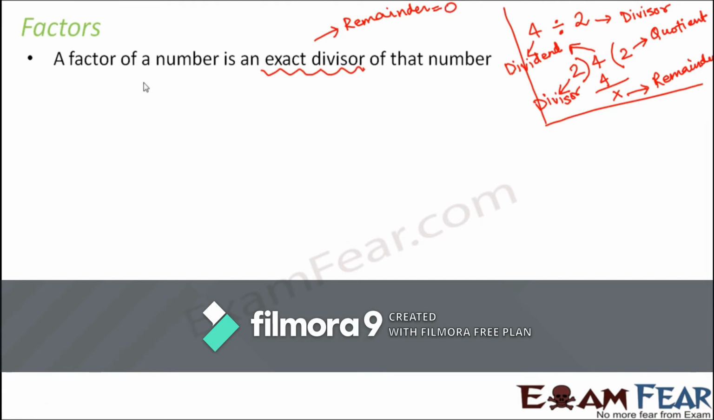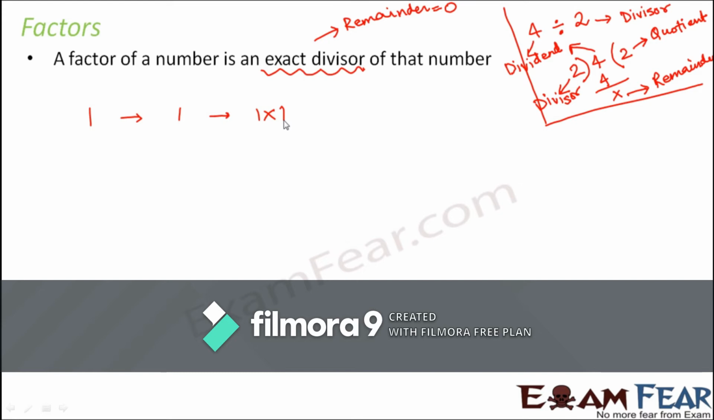Let's start with the smaller numbers. Let's start with 1. Now, which number is an exact divisor of 1? That means if 1 is the dividend, which is that number which will be a divisor such that the remainder will be 0? That number would actually be 1, because 1 into 1 is 1. So therefore 1 is an exact divisor of 1. So we can say 1 is a factor of 1.